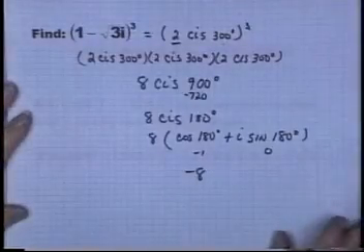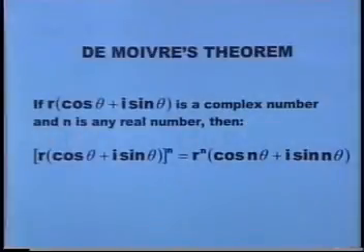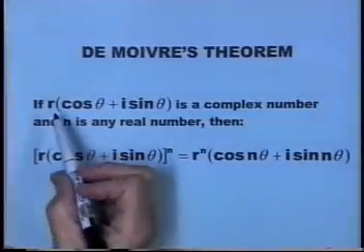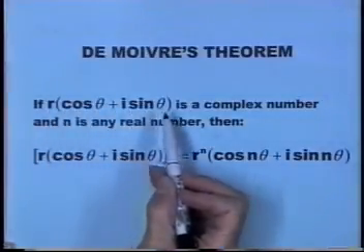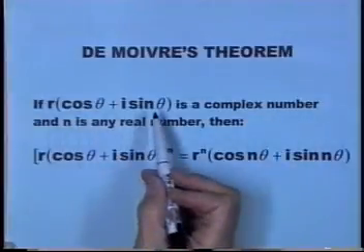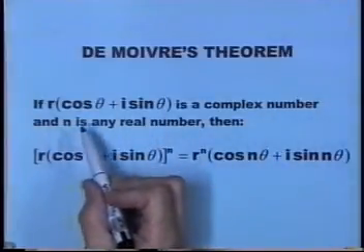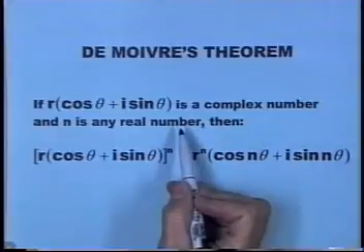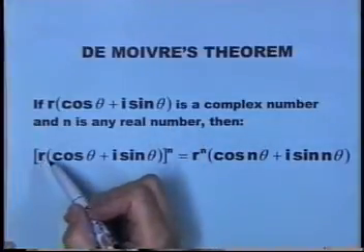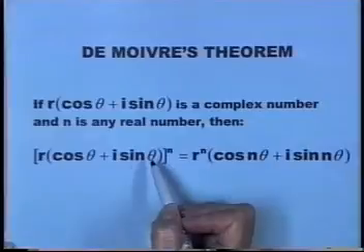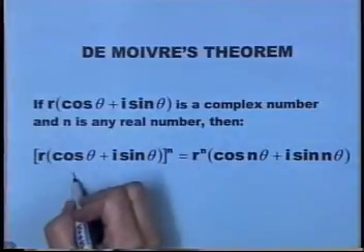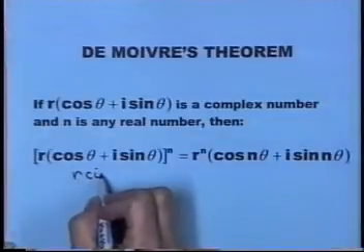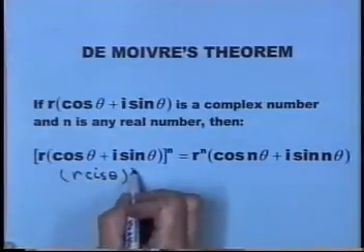Now, having looked at these 2 examples, let's look at what's called de Moivre's theorem. If you have r times cosine theta plus I sine theta, a complex number, of course, in trigonometric form, and n is any real number, then r times cosine theta plus I sine theta, quantity to the n power. Remember, this is the same as r times CIS theta if you prefer that notation.